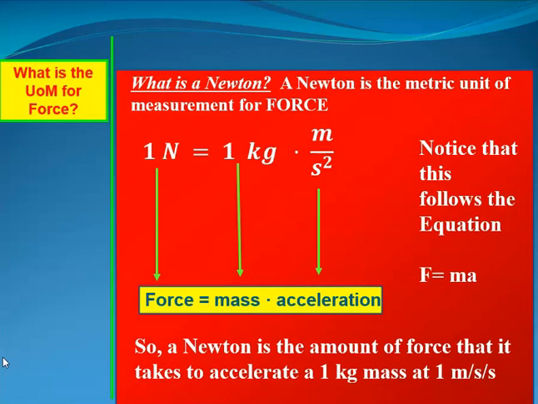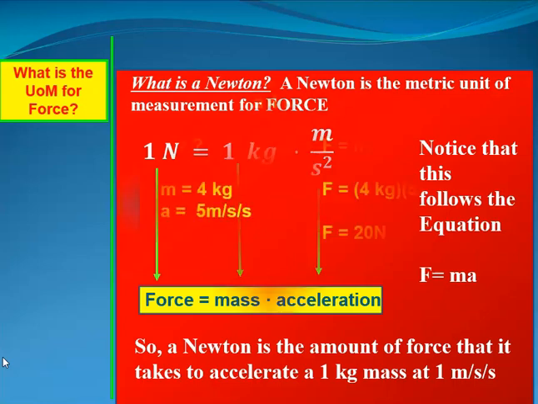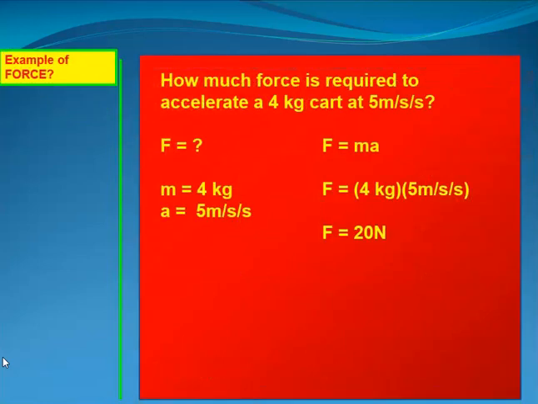So what is a Newton? A Newton is the metric unit measurement of force. 1 Newton equals 1 kilogram times 1 meter per second squared. So force is in newtons, mass is in kilograms, and acceleration is in meters per second squared. Notice that this follows the equation F equals ma. So a Newton is the amount of force that it takes to accelerate a 1 kilogram mass at 1 meter per second per second.